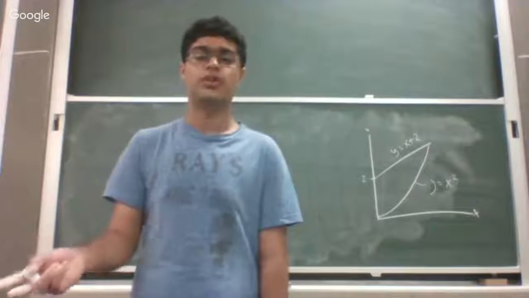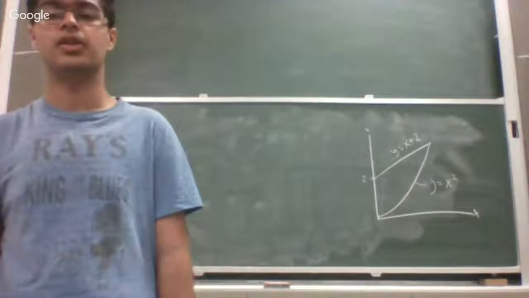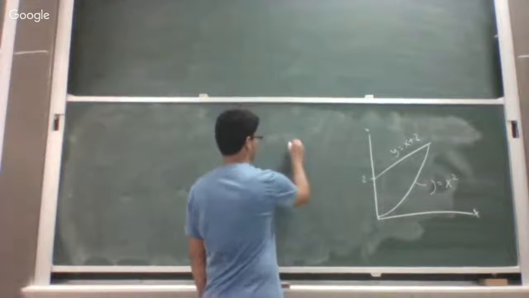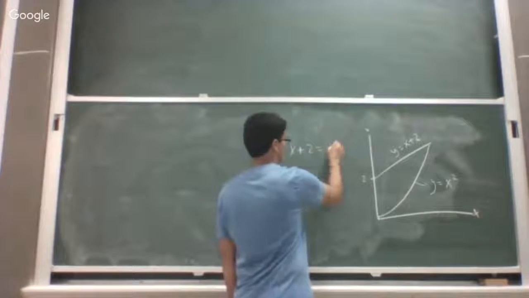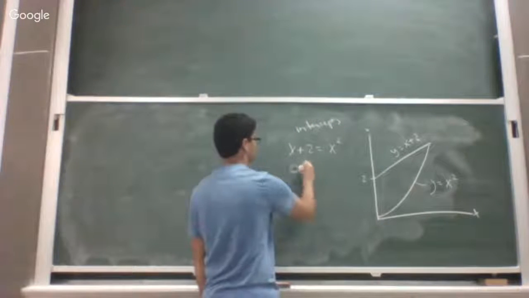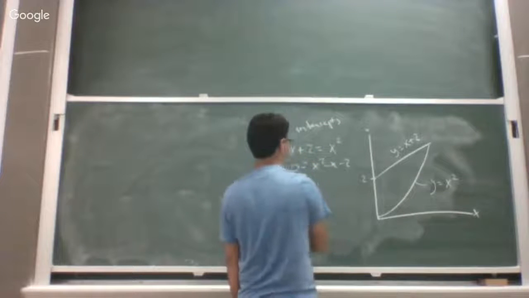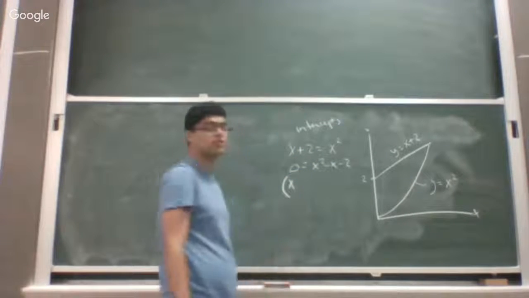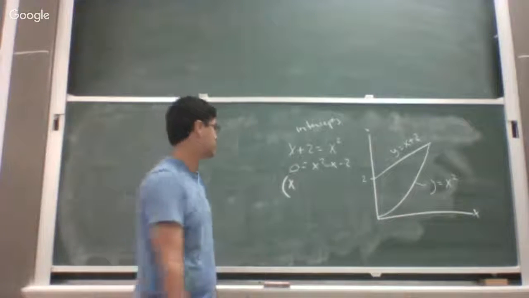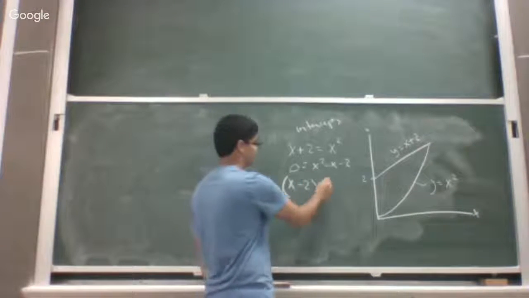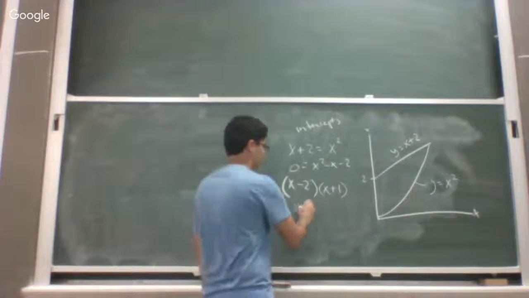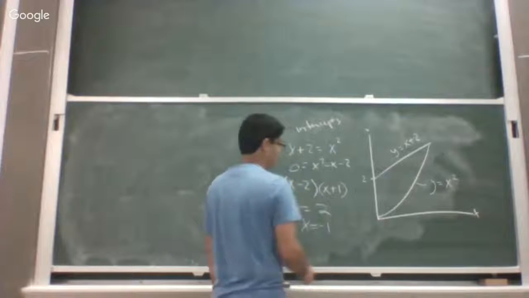We're going to cover both ways. The first thing that you should do, though, is find the intercepts. So we set x plus 2 equal to x squared, so 0 is equal to x squared minus x minus 2. What would our two factors be? x minus 2 and x plus 1. So then x could either equal 2 or negative 1.